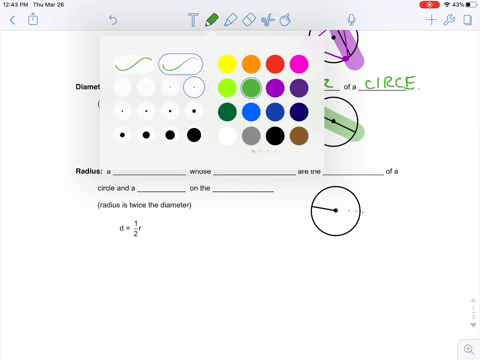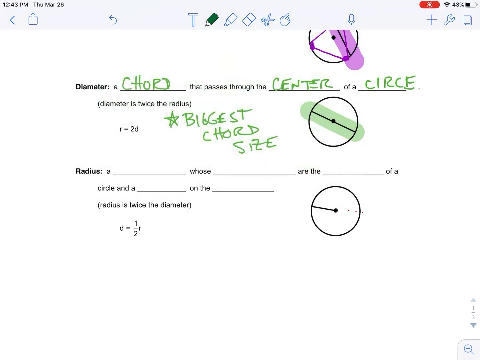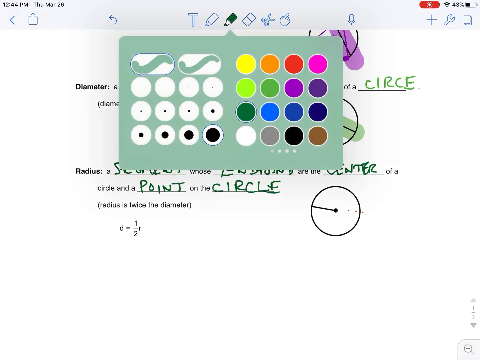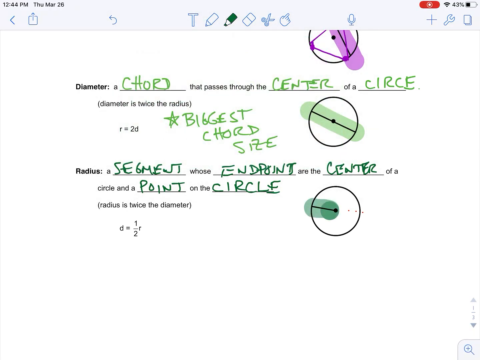A radius is a segment whose endpoints are the center of the circle and a point on the circle. Okay, and this radius is the most important segment that we got. So a radius, if we need to figure out the circumference, we use radius. If we want to figure out the area, we use radius.